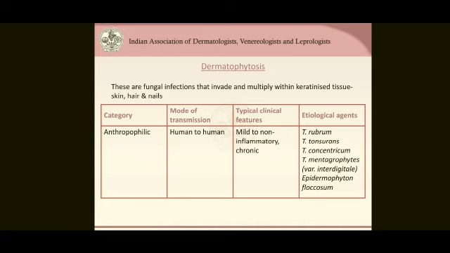Mode of transmission will be from human to human. Clinically, it presents as mild to non-inflammatory chronic infection. The commonest etiological agent will be Trichophyton rubrum, Trichophyton tonsurans, and Trichophyton mentagrophytes.